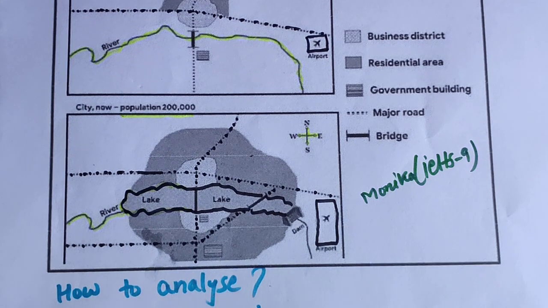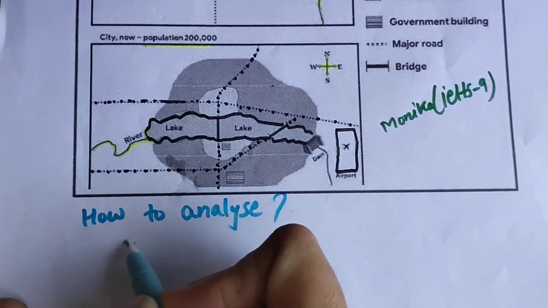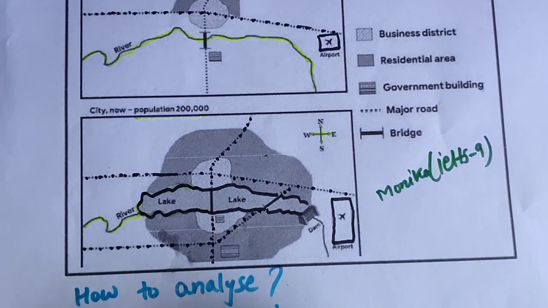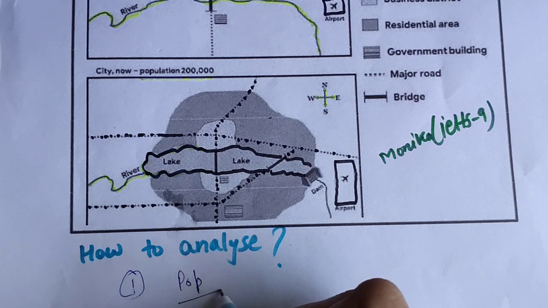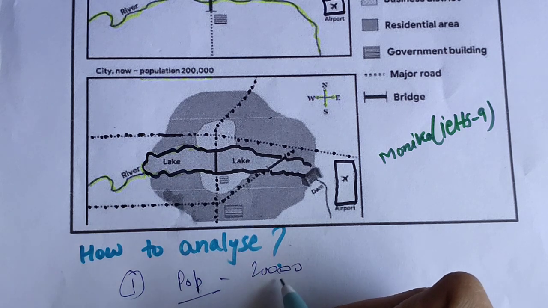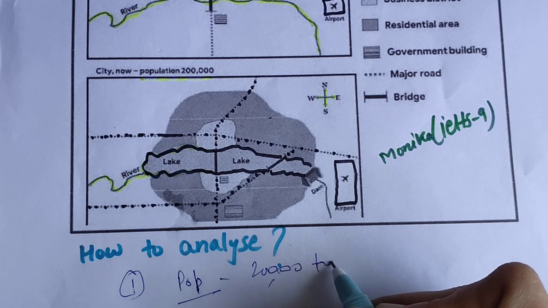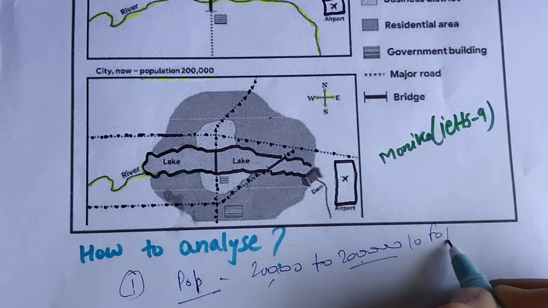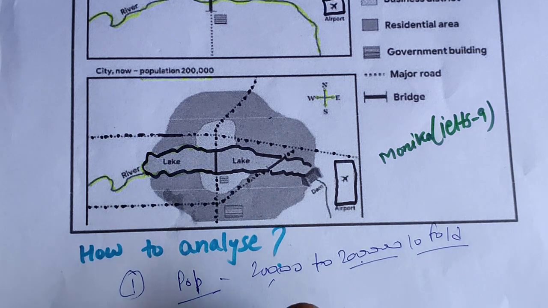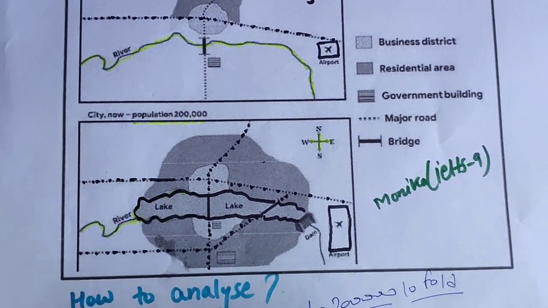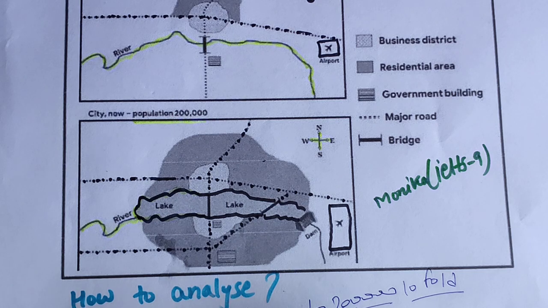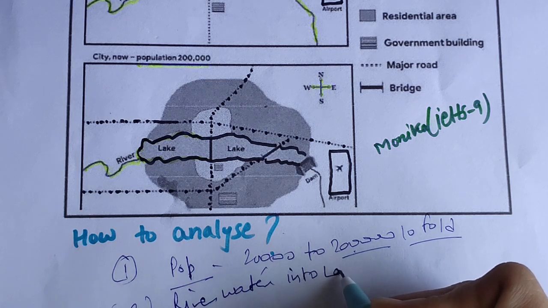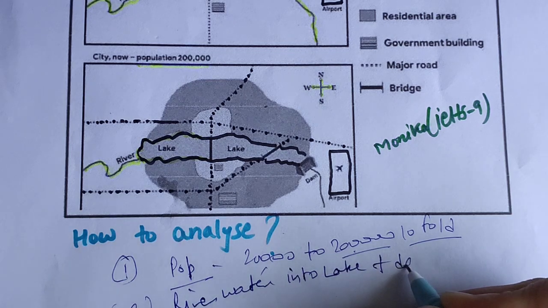So before starting, always read the map and make notes like population. For practice, you can write like this. Tenfold increase in population. Second point, what was it? River water into dam into lake, plus dam is created.